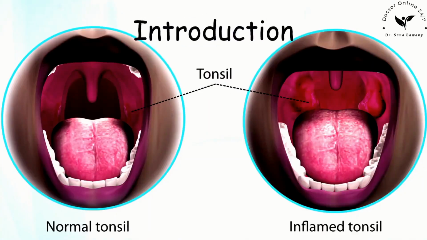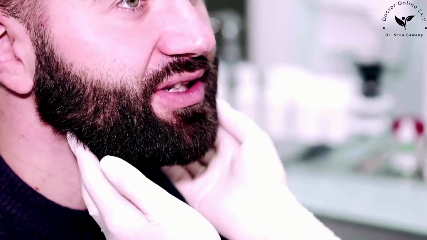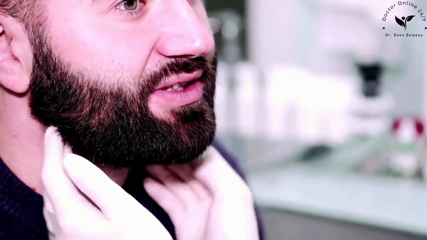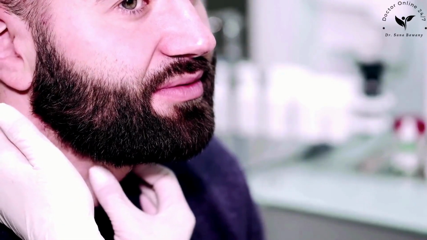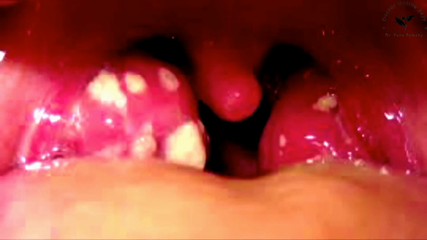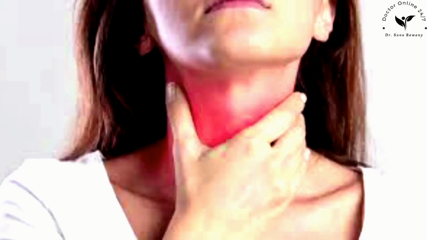Introduction. Tonsillitis is inflammation of the tonsils, two oval-shaped pads of tissue at the back of the throat, one tonsil on each side. Signs and symptoms of tonsillitis include swollen tonsils, sore throat, difficulty swallowing and tender lymph nodes on the sides of the neck.